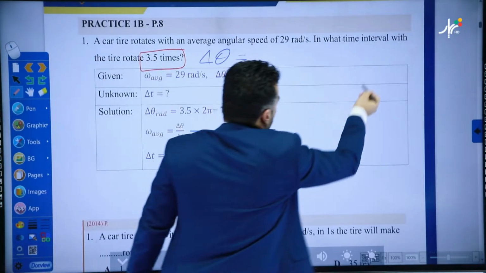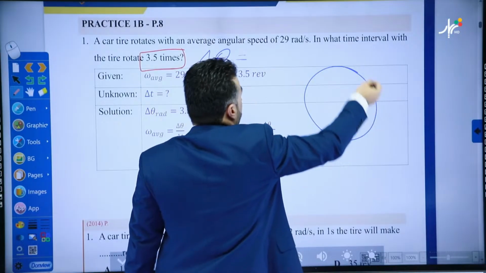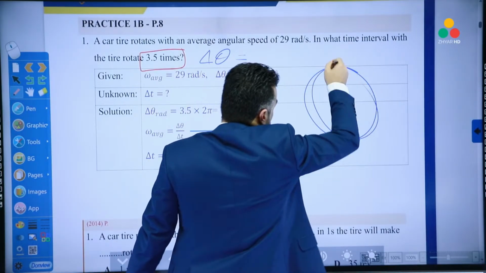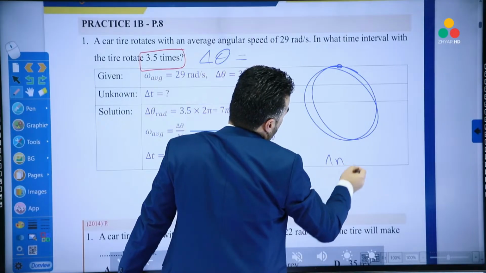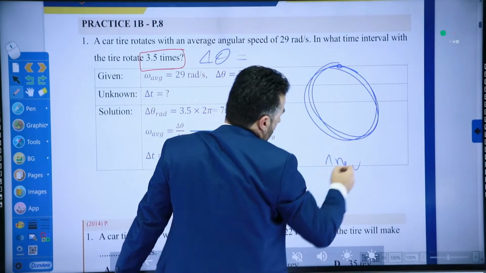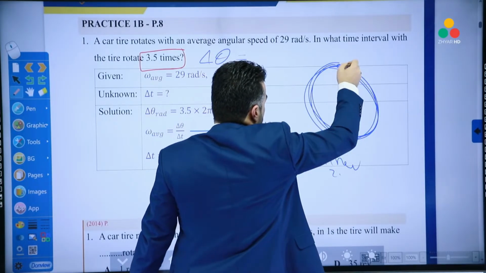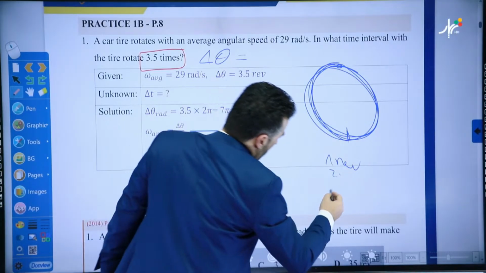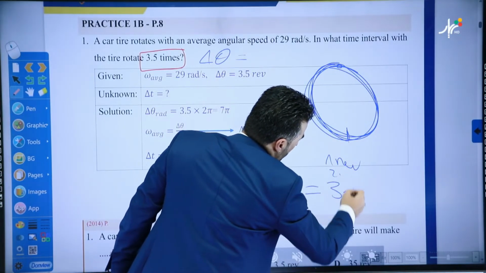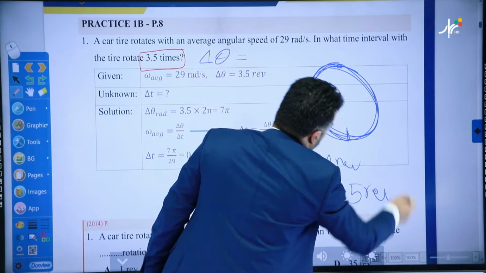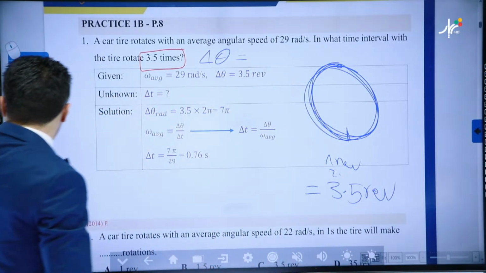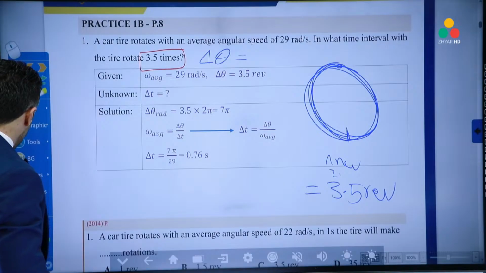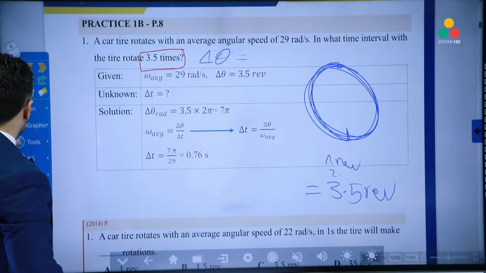So we have the tire. If it rotates 3.5 times, watch this. This is 1. Can I call it 1 rev? Yes. This is 2 times, that is 2 rev. This is 3 times, and this is 1/2. So 3.5 times is basically telling you 3.5 revolutions. After you know this, you can easily solve the rest.